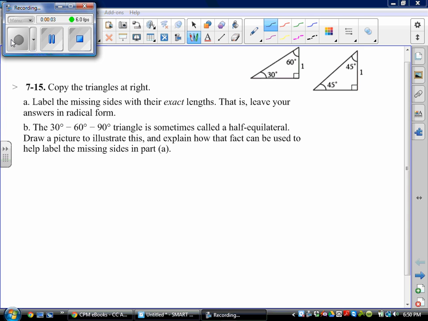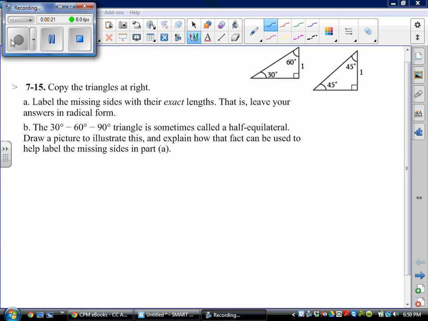Problem 7-15 in section 7.1.2 homework. It says copy the triangles at the right. Label the missing sides with their exact lengths, that is, leave your answer in radical form. So we're not going to have any decimals in our answer, if necessary.